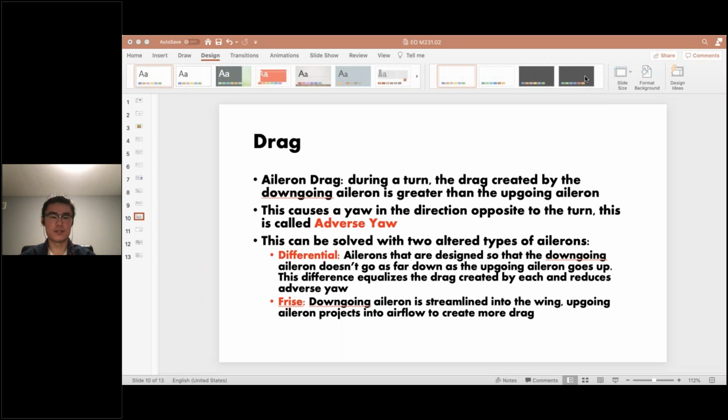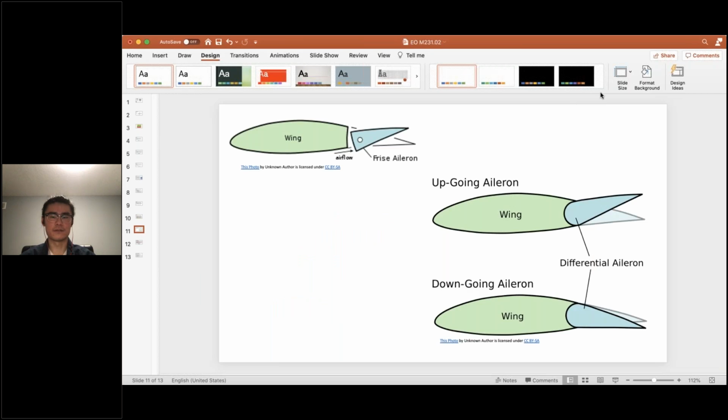So these can be solved with differential ailerons and frise ailerons. I have a little diagram. So for the differential ailerons, like I said, the drag is greater for the downgoing aileron. So we make sure the magnitude by which this aileron can move downwards is relatively smaller than the ability of this aileron to go up. Okay. And a frise aileron is basically when the aileron is attached to the wing.